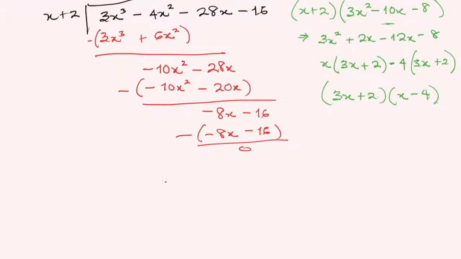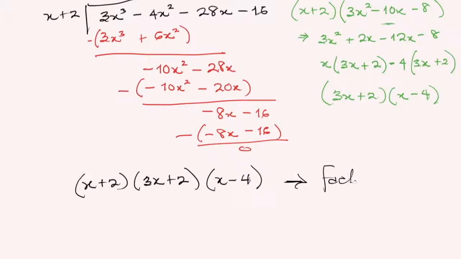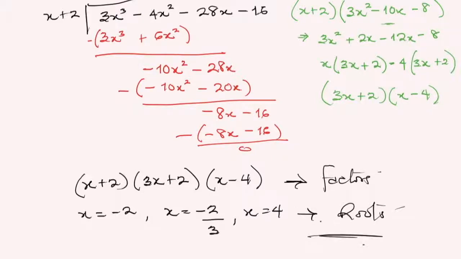So all our factors are x plus 2, which is the first one that we had guessed, and these two that we had derived from our division, which are 3x plus 2 and x minus 4. These are our factors. And our roots are x equals minus 2, x equals minus 2 over 3, and x equals 4. These are our roots.